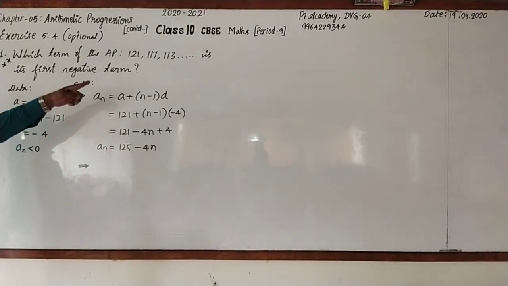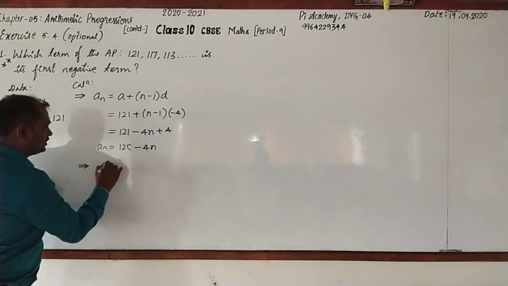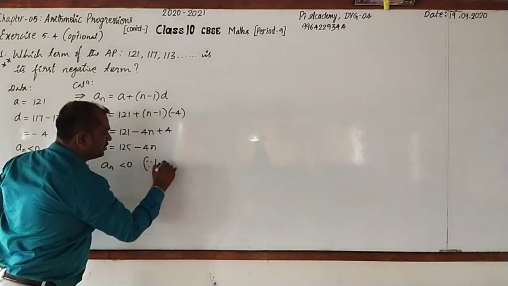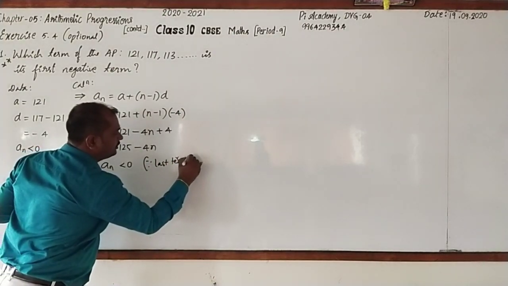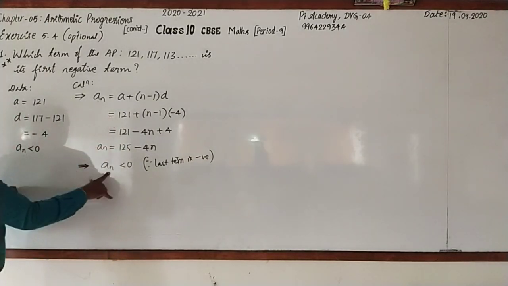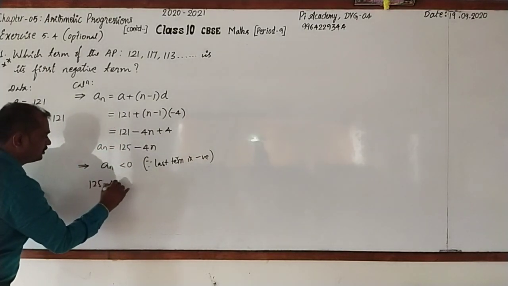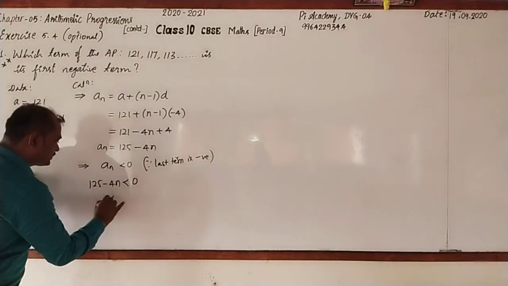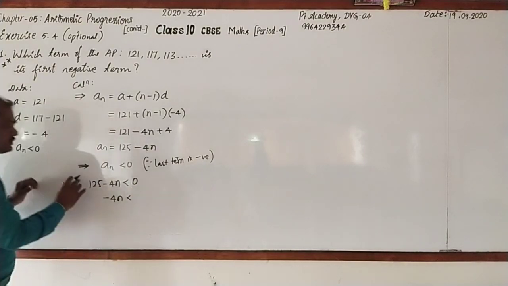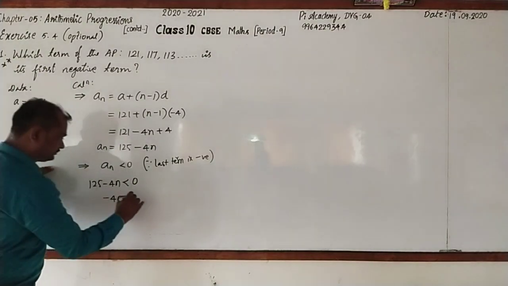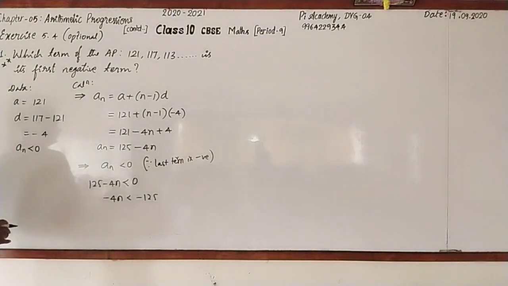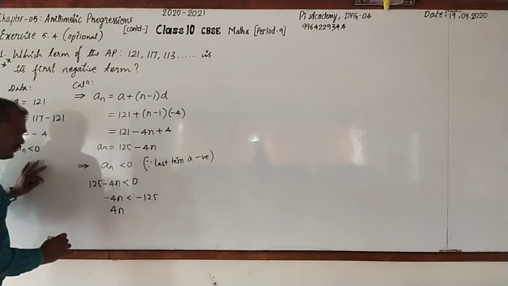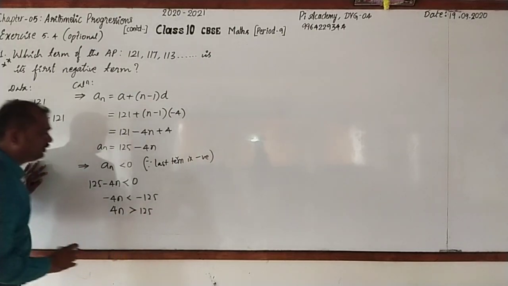So an is this much. But we all know that the last term is the negative one. Hence an will be less than 0. Bracket, because the last term is negative. What is an? It is 125 minus 4n, which is less than 0. Then minus 4n is less than, transfer 125 to the right hand side. It becomes minus 125. Then on cancelling the minus, we can write 4n is greater than 125.